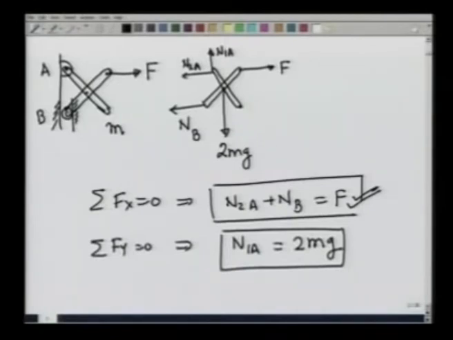Third, the torque equation. For the torque equation, I will take torque about point A here, so that torques due to N1A, N2A and F all vanish. So if I take torque about A to be 0, I get, if the length of half of the bar is B, I am taking this half length to be B, and let the entire angle be theta.